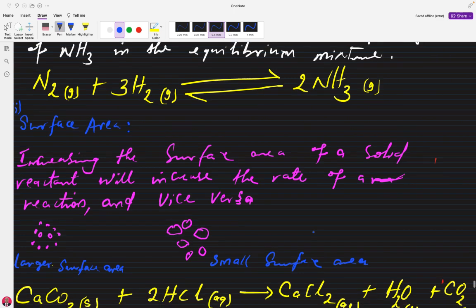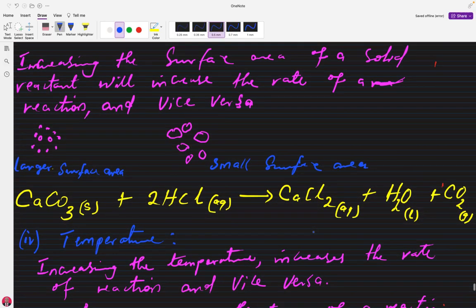Now we go again on surface area. I said increasing the surface area of solid particles in a reaction will also increase the rate of reaction. I gave you that the smaller the particle, the larger the surface area. The larger the particles, the smaller the surface area. I used marble chip, or what we call limestone or calcium carbonate, as an example: increasing the surface area of limestone particles will also increase the rate of reaction.